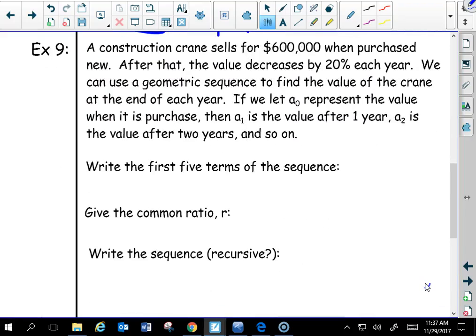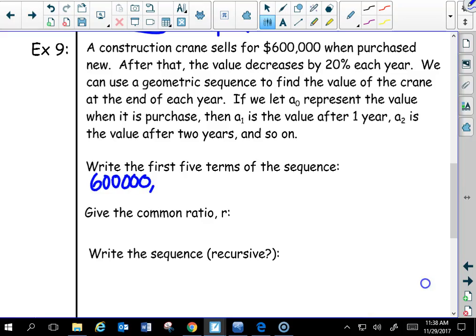So they give us this problem. We've seen this similar problem before with exponential functions, and this is definitely an exponential function. So a crane sells for $600,000. After that, the value decreases by 20% each year. We can use a geometric sequence to find the value of the crane at the end of each year. If we let a sub 0 represent the value when it's purchased, then a sub 1 is the value after 1 year, a sub 2 is the value after 2 years, and so on. So write the first 5 terms of the sequence, starting with the original price. Got to count my zeros, there's 5 of them.